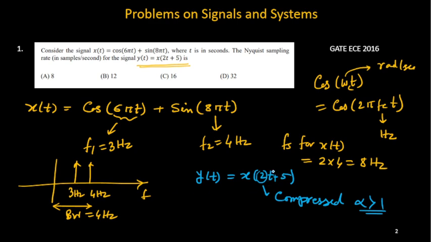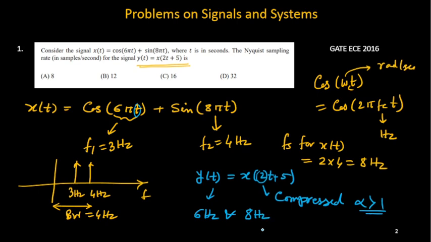So if I replace t by 2t, you can see x of 2t. Everything will become double: 6 pi t will become 12 pi t, and 8 pi t will become 16 pi t. So this y(t) will have two frequencies. Which two? Double of these ones. One is 6 Hz, and the other will become double of this one, 8 Hz. So it will contain these two frequencies.